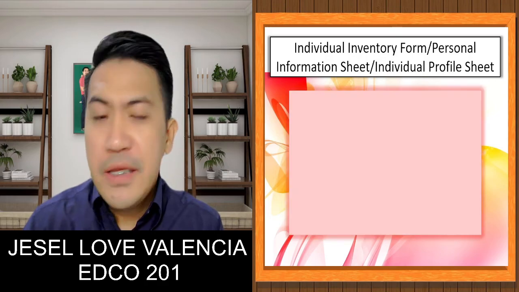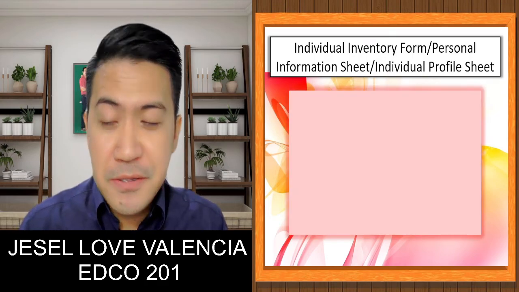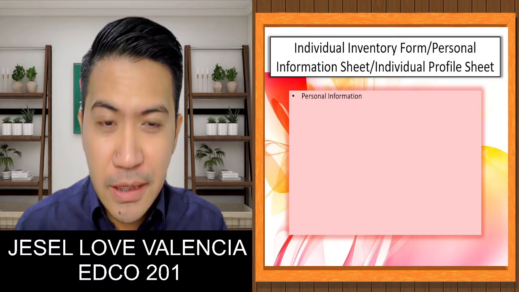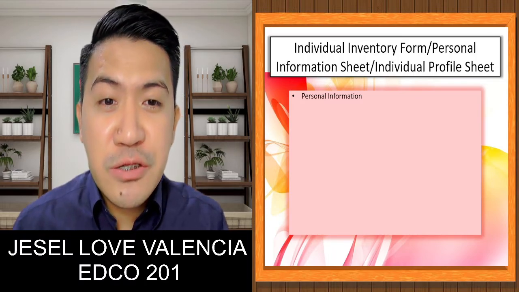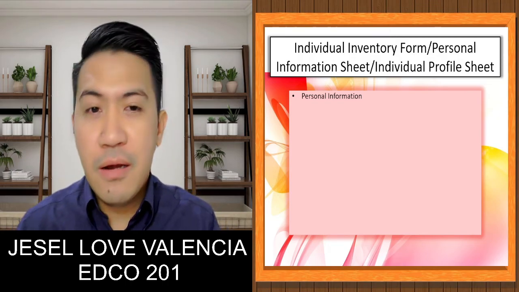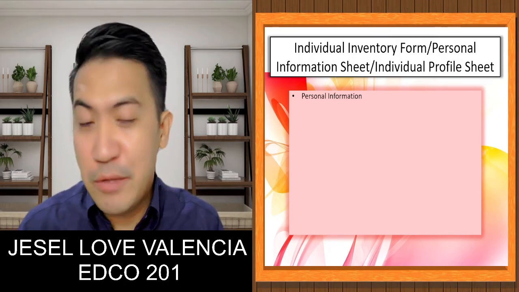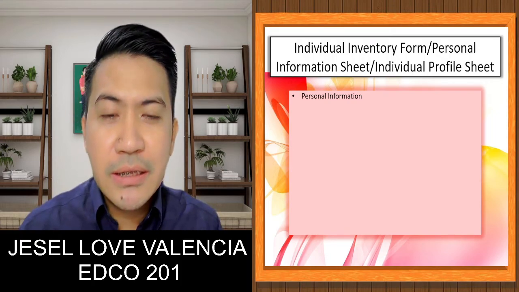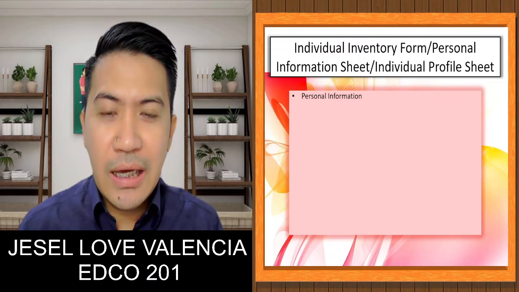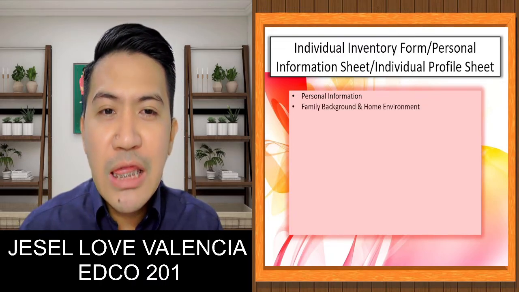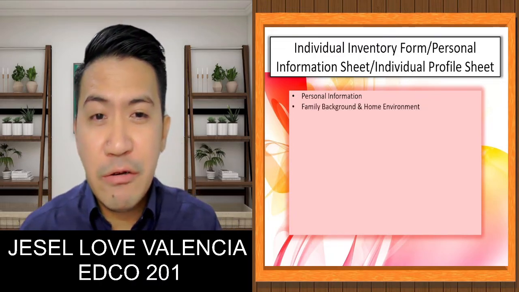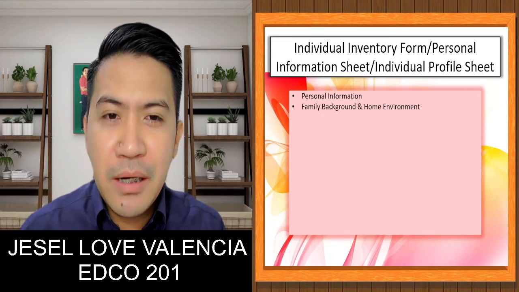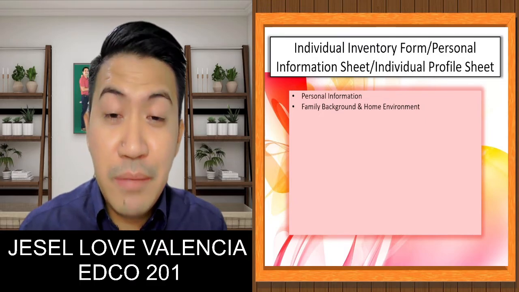Now, these are the necessary information that we should include in our individual inventory form. First, there is the personal information that includes the name of our student, birthday, age, then the family background and home environment. So here in the family background, we ask them about the names of their parents.